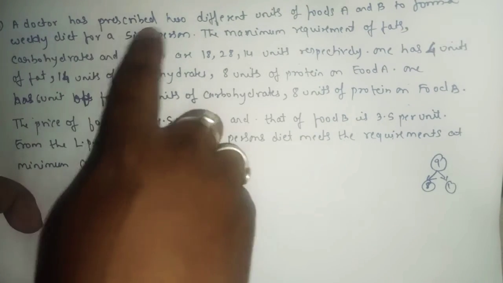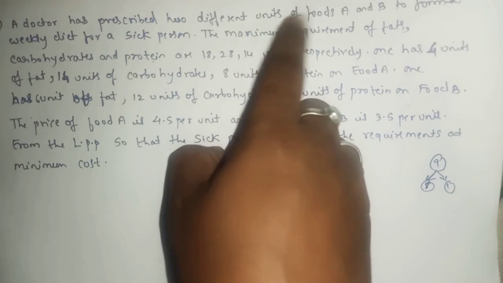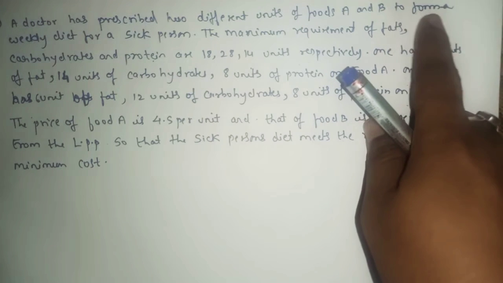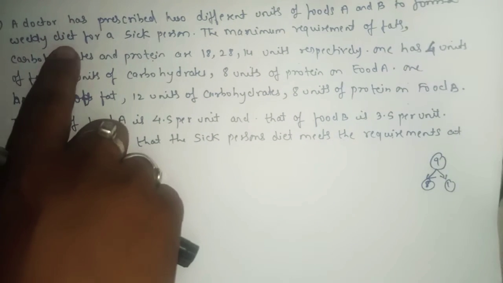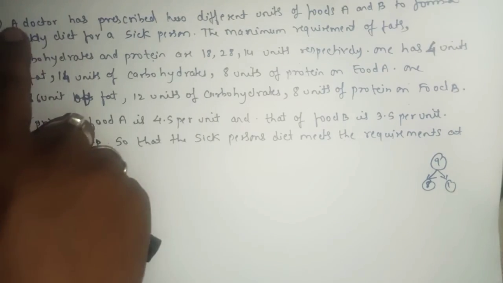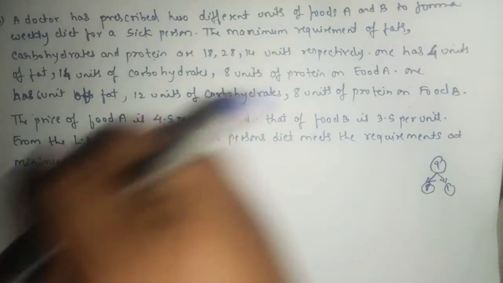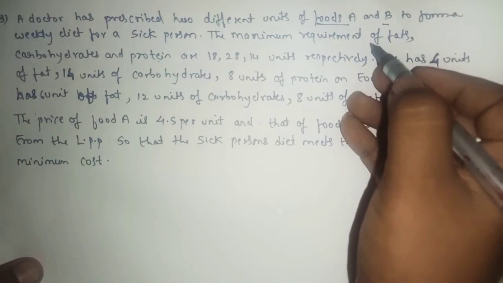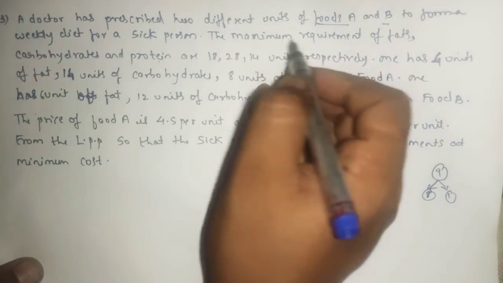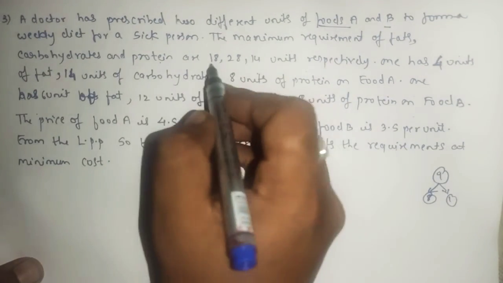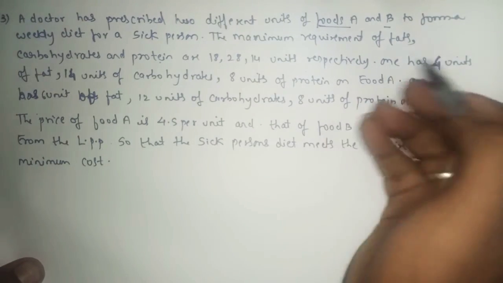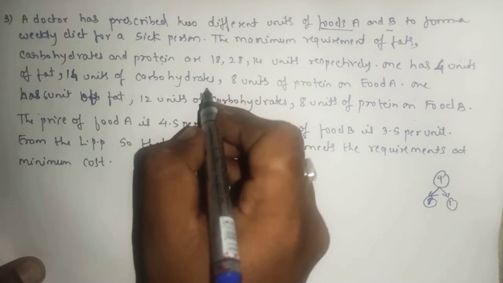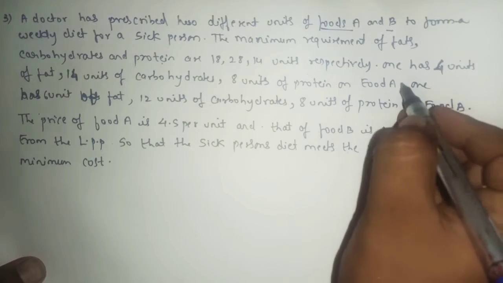A doctor has prescribed two different units of food A and B to form a weekly diet for a sick person. As mentioned here, we have two different units of food A and B. The minimum requirement of fat, carbohydrates and proteins are 18, 24, 14 units respectively. One has 4 units of fat, 14 units of carbohydrates, 8 units of protein on food A.